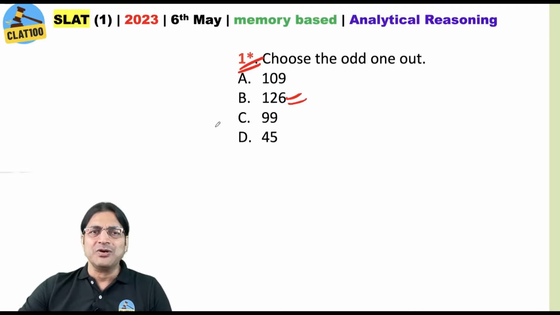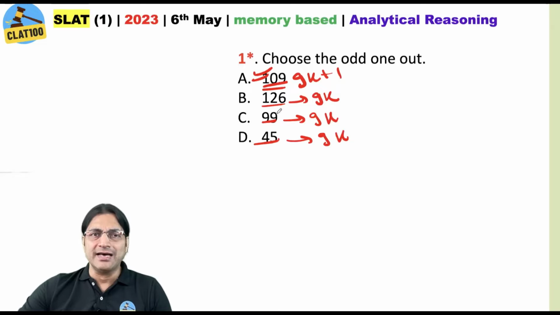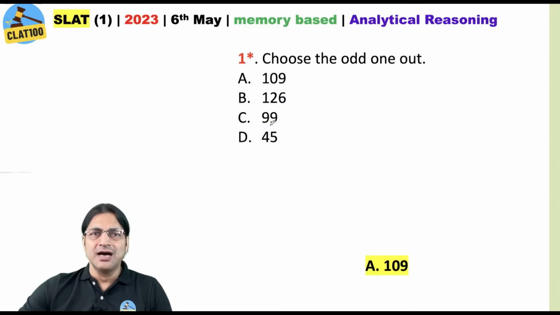But most probably they would not accept this as the answer. They will accept 109 as the answer, because look at 109. This is a multiple of 9 plus 1. 126 is a multiple of 9. So is 99. So is 45. So 126, 99 and 45, they are all multiples of 9, but 109 is not, and hence 109 most probably would be accepted as the answer.